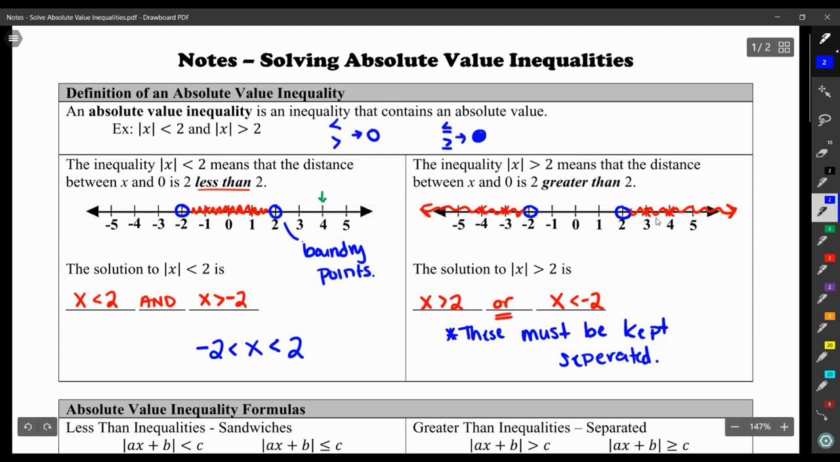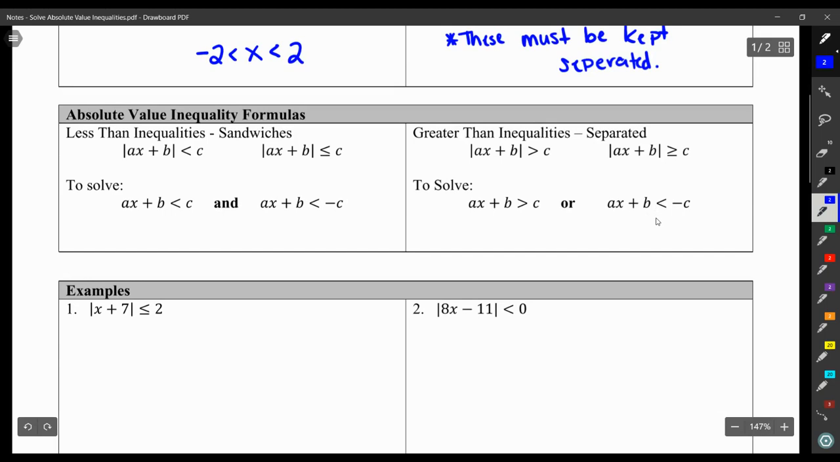So when do you use and and when do you use or? For less than inequalities, you're going to use the word and. You can remember this because the end of the word less than kind of sounds like the word and.